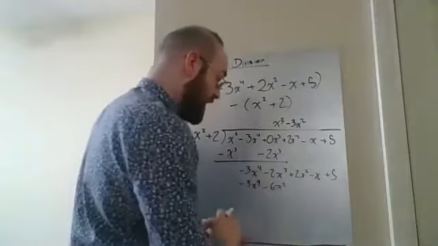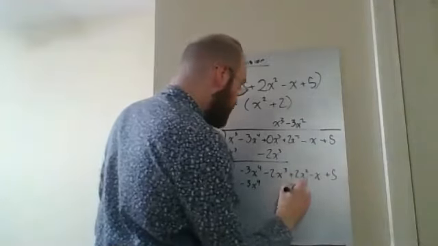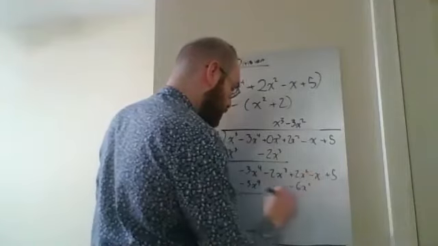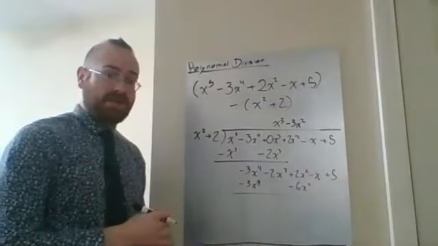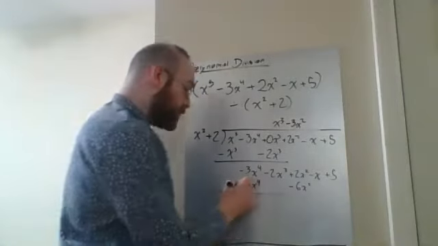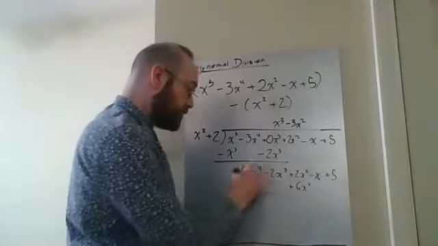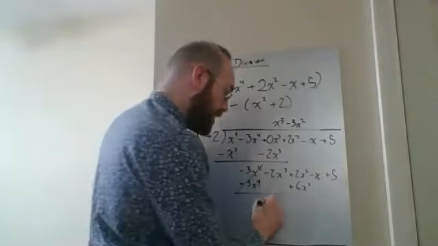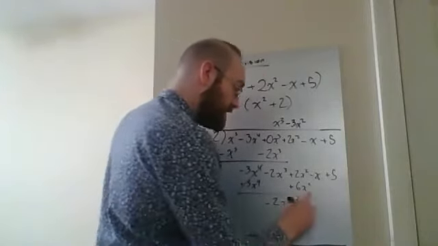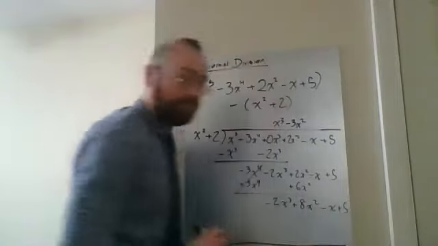Exactly. I wrote this under the wrong column. I need to write it under the column for the squares. So negative 6x squared. And now I'm going to subtract each of these. When I subtract a negative number, note that it turns into a positive number. So I'll have positive 3x to the fourth and positive 6. So once again, these cancel out. I carry down negative 2x cubed, and then 2 plus 6 is 8x squared minus x plus 5.